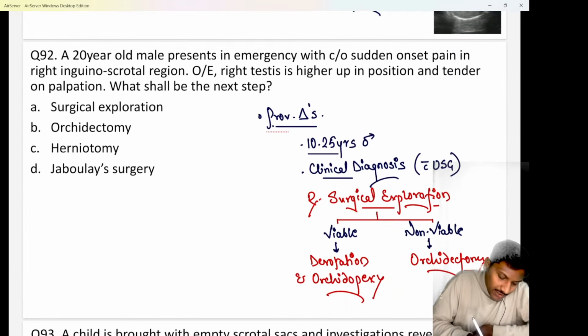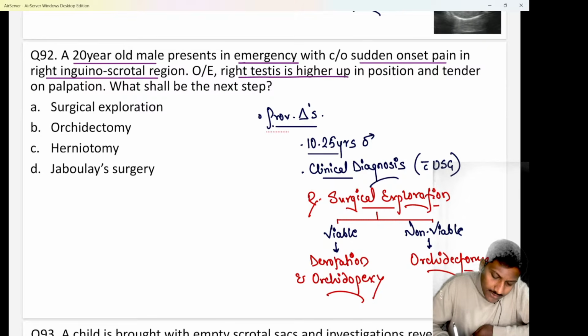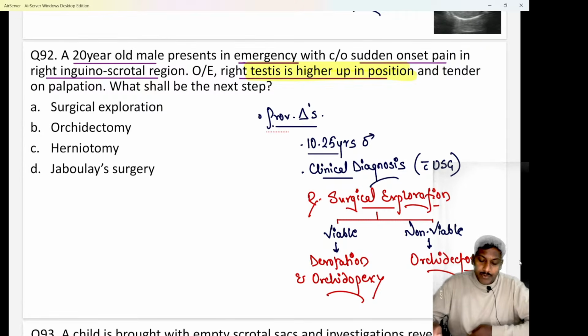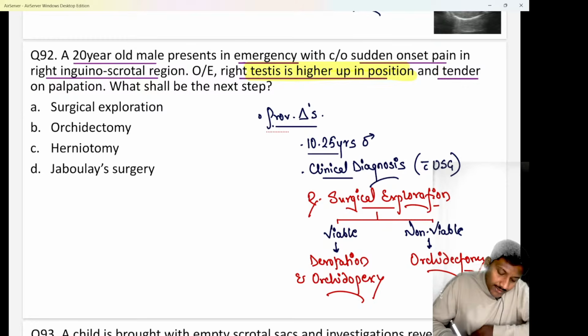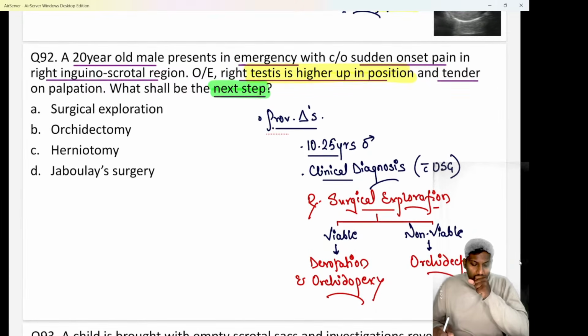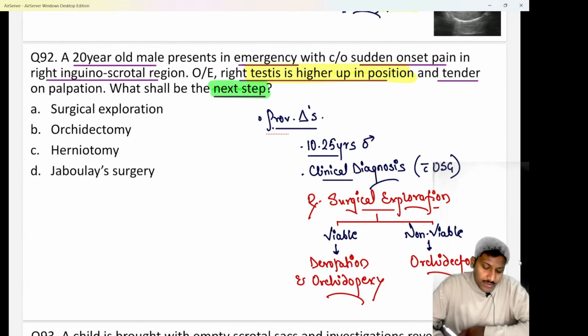Here you are able to see a 20-year-old male who presents to you in the emergency with complaints of a sudden onset pain in the right inguinoscrotal region. On examination, the right testis is higher up in position. That is a keyword. Whenever the testis gets pulled up or is higher up in position and there is tenderness on palpation of the testis, what will be the next step in this condition now? I hope all of you are quite aware of the diagnosis. Please tell me what is this condition.